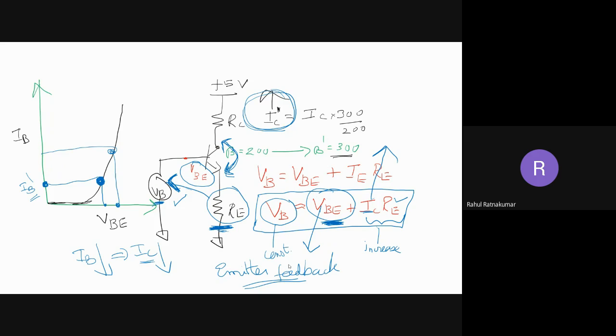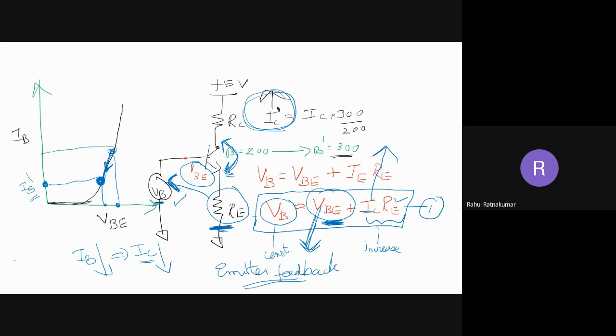Whenever there is a fluctuation in beta, more IC is flowing, right? Because IC is equal to beta times IB. So beta is changing, so IC is changing. The voltage across the resistance RE is also changing. Based on equation number one, as the voltage across RE, ICRE, is increasing, that means VBE has to reduce. When VBE has to reduce, you can know from the base curve that IB has to reduce, so that my IC is automatically reduced, right?